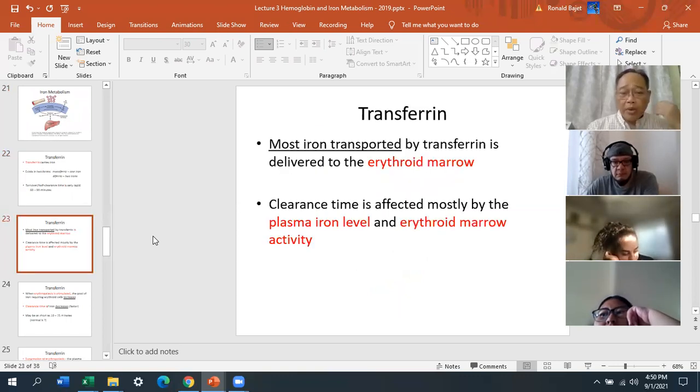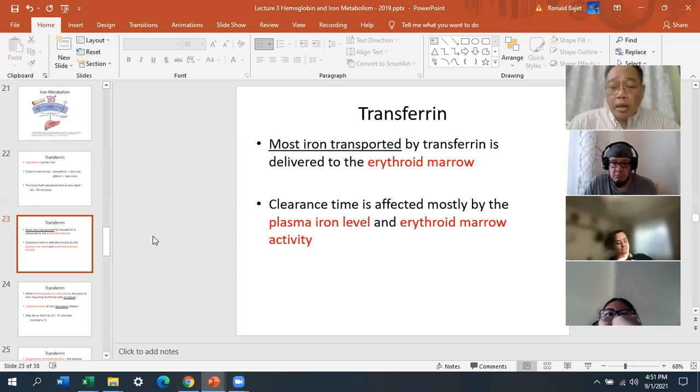So most iron transported by transferrin is delivered to the erythroid marrow. You already know that. I just explained it. It's picked up from the RE cells and delivered to the erythroid marrow. The clearance time is affected mostly by the plasma iron level and the erythroid marrow activity. Actually, the plasma iron level will dictate what the erythroid marrow activity will be. So what I mean is plasma iron levels.